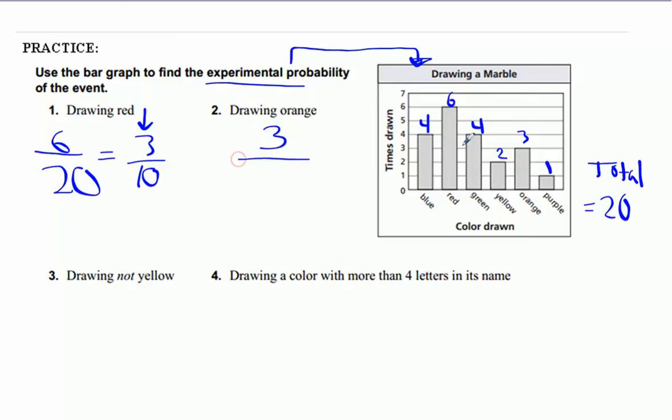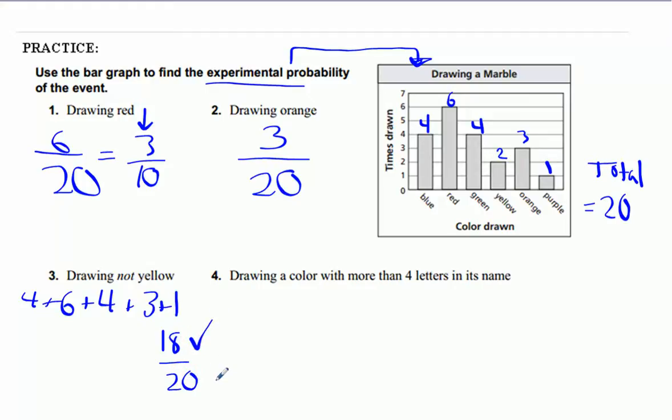Since I did all this work ahead of time, writing the numbers, writing the total, 3 out of 20. 3 oranges out of 20 total picks. Not drawing a yellow. So here is my favorite trick for doing this. What I could do is I could add up all the not yellows. So I would add up 4 and 6 and 4 and 3 and 1. And that gets me, what is that, 18. 18 out of 20, which are all the ones that are not yellow. And that's one way to do it. And this is totally the right answer.